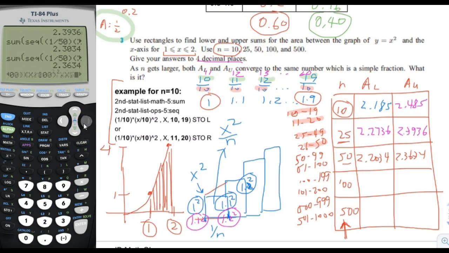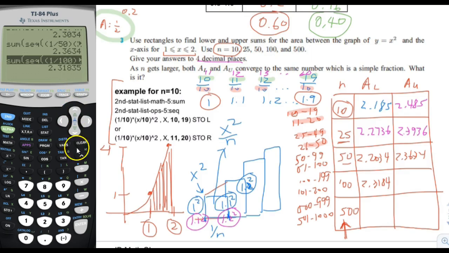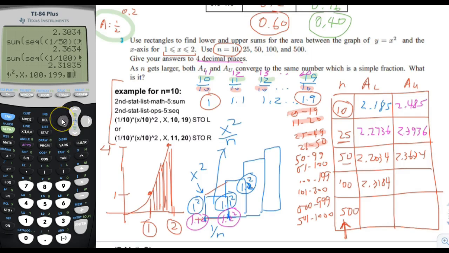So now we have n equals 100, and for n equals 100, our values are going to be 100 to 199, 100, comma 199, comma 1. The 1 is the step, and then we do enter. 2.3184. Okay.